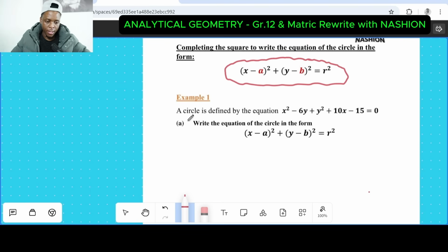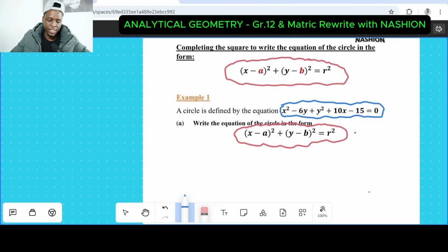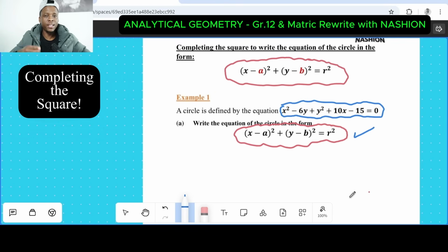Example 1, we are told a circle is defined by this equation right here: x squared plus y squared plus 10x minus 6y minus 15 is equal to 0. They want us to write the equation of the circle in the standard form of center away from origin. So this is the standard form right here. We must take this form and write it in that form. How do we do it? Three words: completing the square.